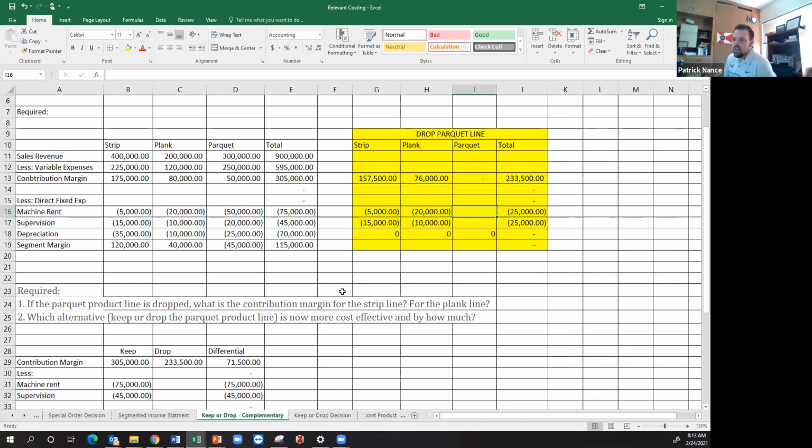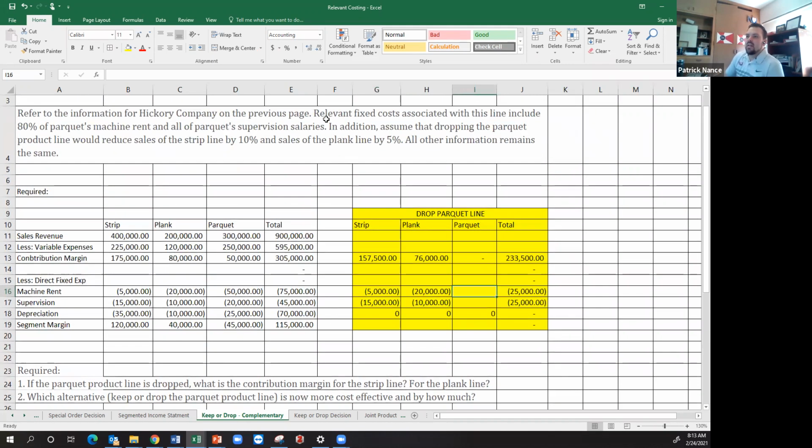Now, on my Parquet, here's the part. It's worded a little confusingly, but it says relevant fixed costs associated with this line, which is the Parquet line we're talking about: 80% of Parquet's machine rent and all of their supervision salaries. So by the definition of relevant, that means it changes. It would change based on my decision. So I'm going to show the change by reducing it by the percentage that it says it's going to drop. I'm still going to have some that remains, and I'm looking for the overall cost.